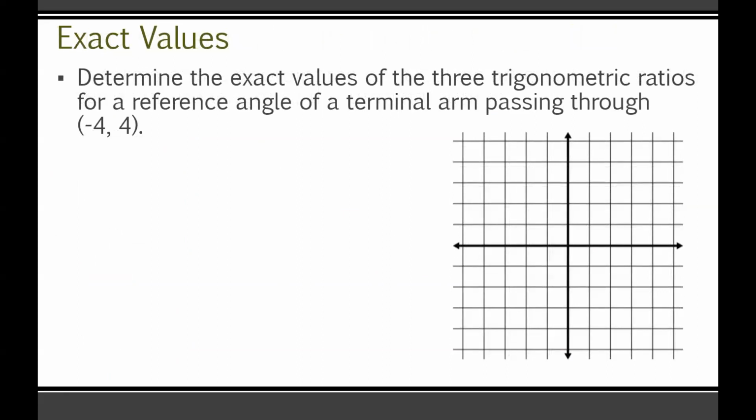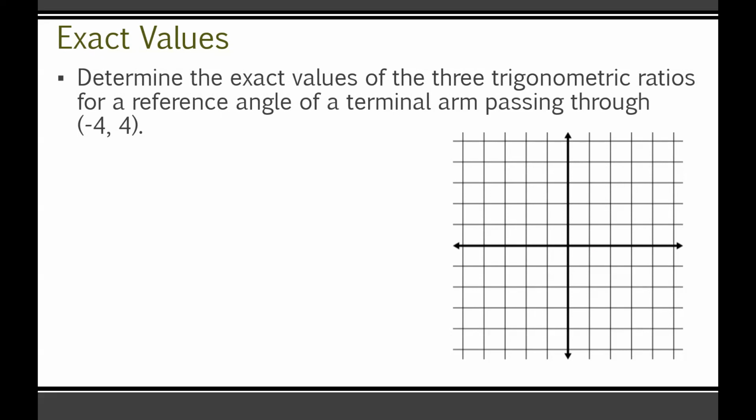Exact values. Okay, this is coming back as well. Exact values, again, are where you just leave it as a square root, right? Also, though, exact values when you're talking about trig ratios could mean you just leave your trig ratio as a fraction, right? Let me show you what I mean. This is way easier when you see it as an example than when I just try to explain it, right?